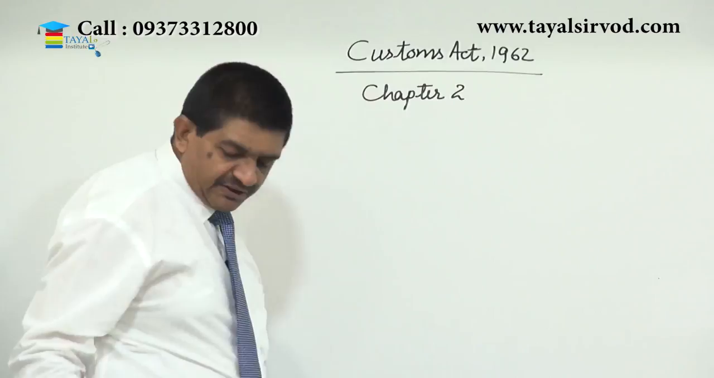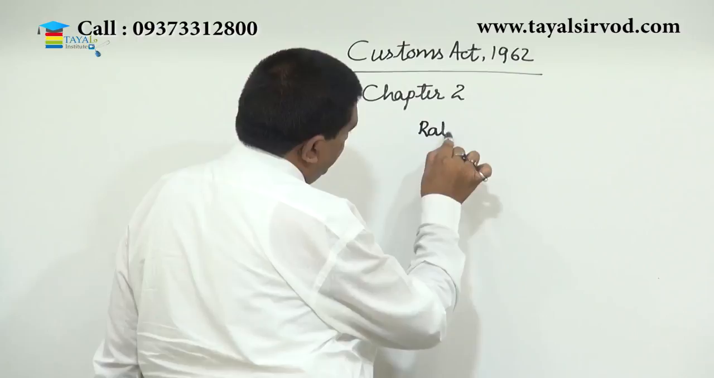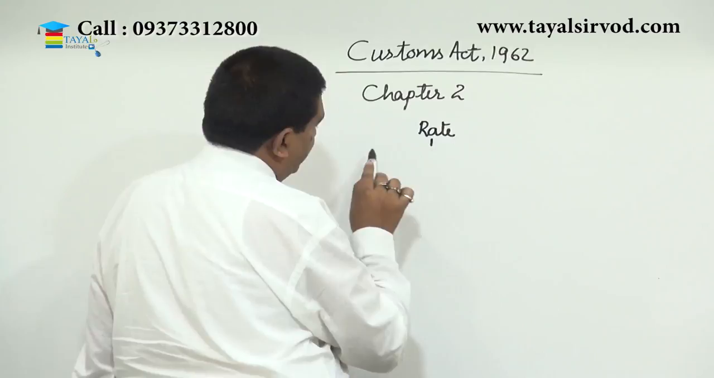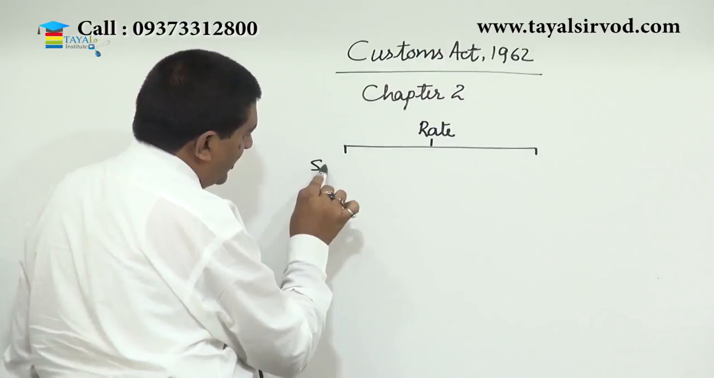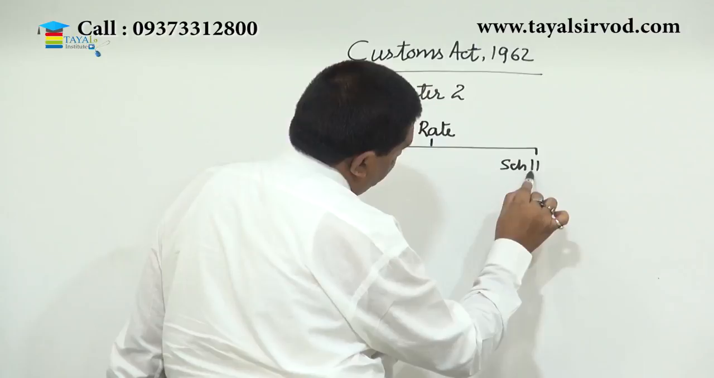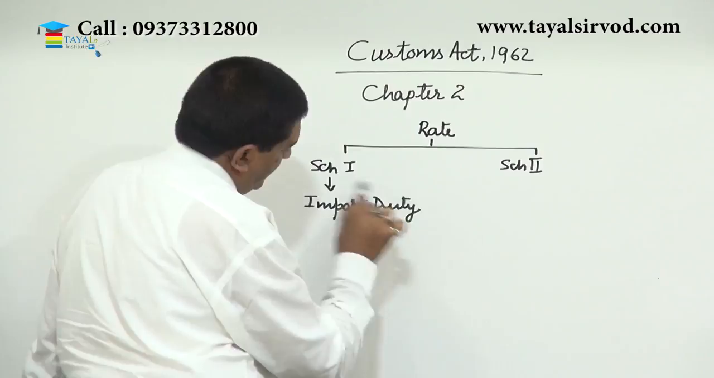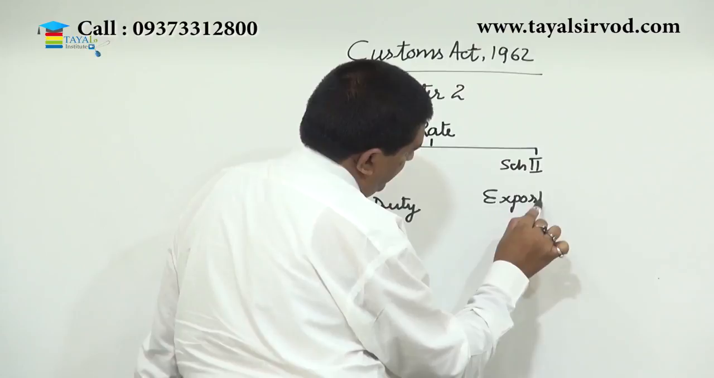As far as the rate is concerned, at what rate is duty chargeable? Friends, I hope you remember sections 15 and 16, right? So the actual rate will be that, but here what we are talking about is that for that purpose we have two schedules in the Customs Tariff Act. It is schedule 1 and schedule 2. Schedule 1 talks about import duty, and schedule 2 talks about export duty, right?